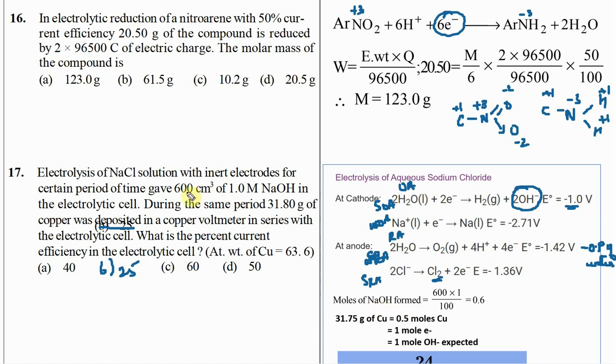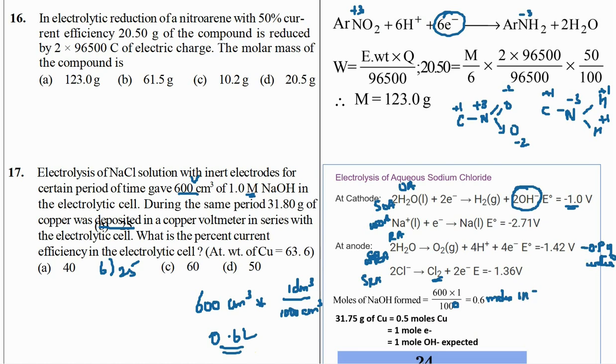So now based on what is given, I have 600 centimeter cube. If you want, we can do this. 1 decimeter cube is 1000 centimeter cube, so that is basically 0.6. I have been given molarity and volume, so this is 0.6 liters. So I can calculate my moles if I want. It should come to, sorry, I'm missing a 0 here, 0.6 moles OH minus.